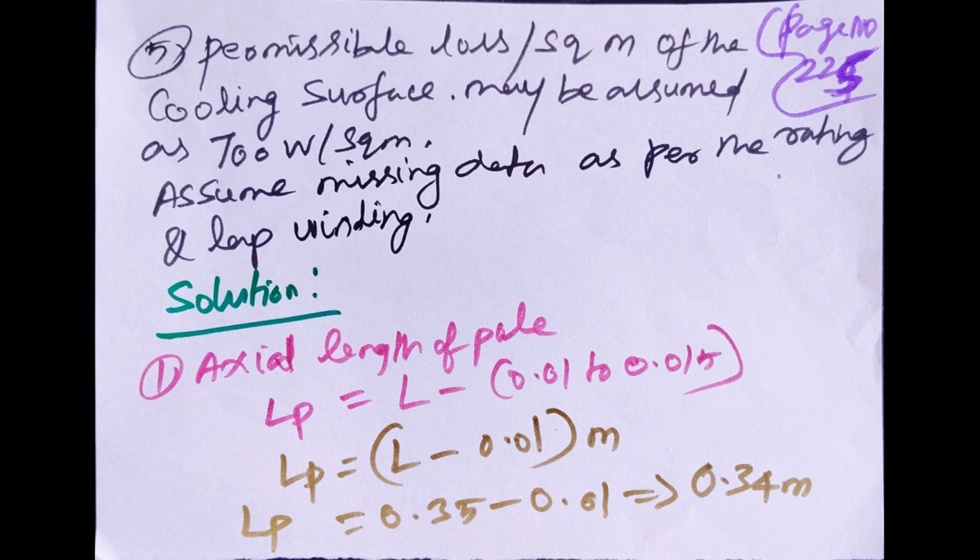Solution. First, axial length of pole. Lp is equal to L minus (0.01 to 0.015). Lp is equal to (L minus 0.01) meter. Lp is equal to 0.35 minus 0.01, which is 0.34 meter. That is the answer, axial length of pole.